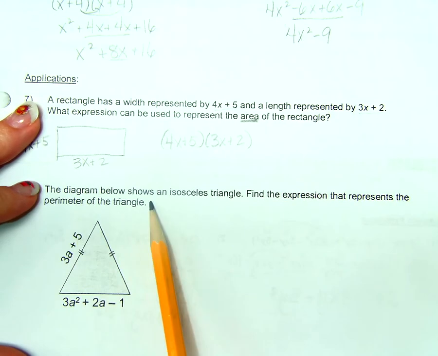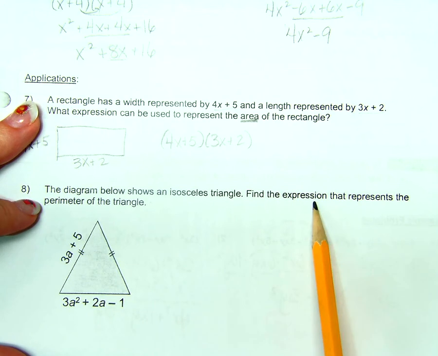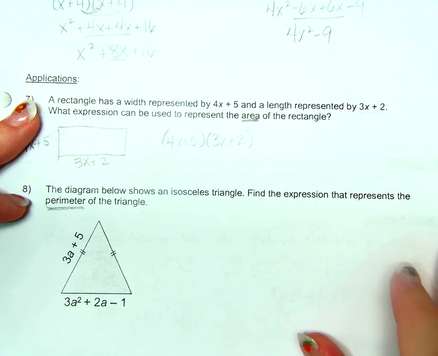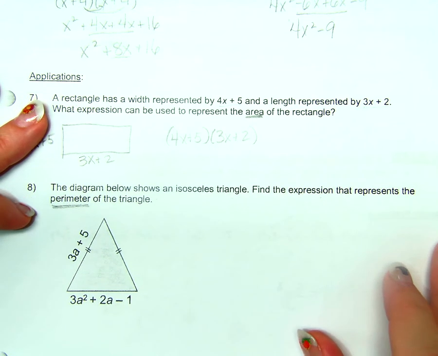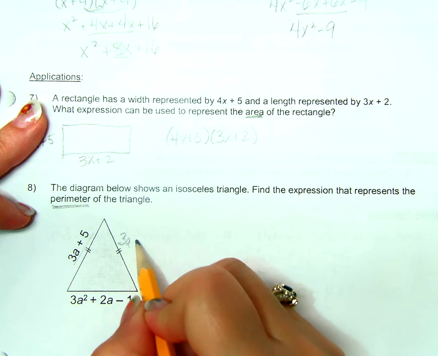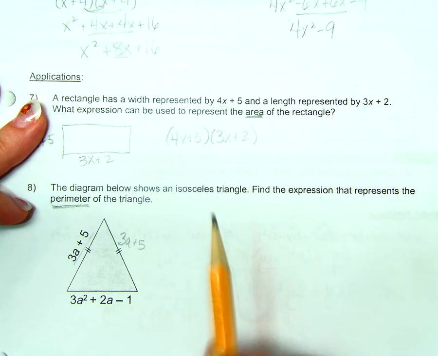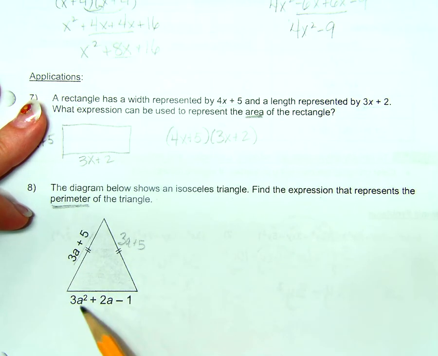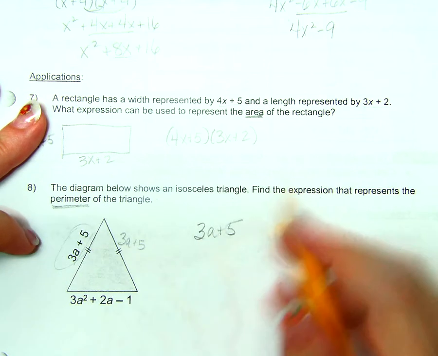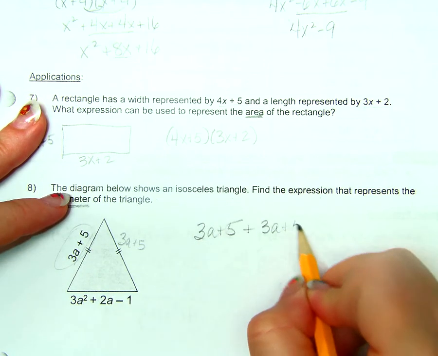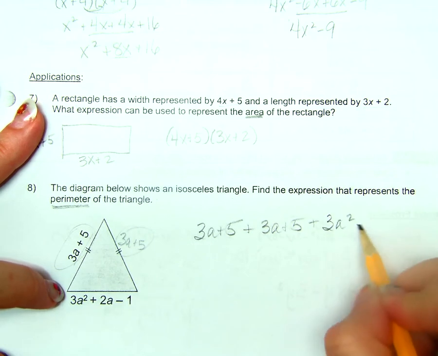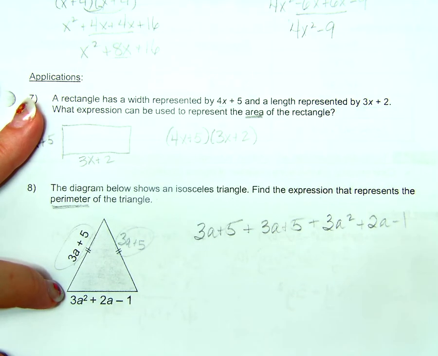The diagram below shows an isosceles triangle. Find the expression that represents the perimeter of the triangle. Okay? If you'll remember your qualities of an isosceles triangle, if this leg right here is 3a plus 5, then this leg right here is 3a plus 5. And if we're finding the perimeter, we're finding the distance around. So we have 3a plus 5 for this leg. We have 3a plus 5 for this leg. And we also have 3a squared plus 2a minus 1 for the base.